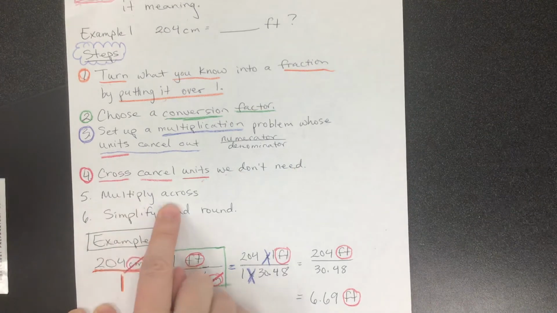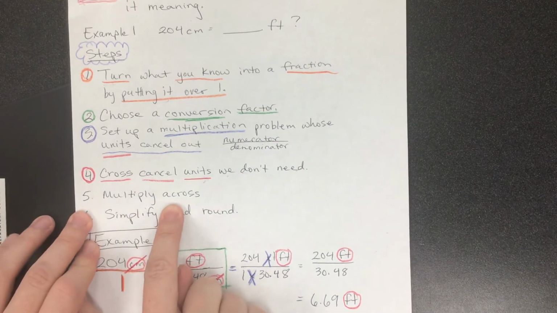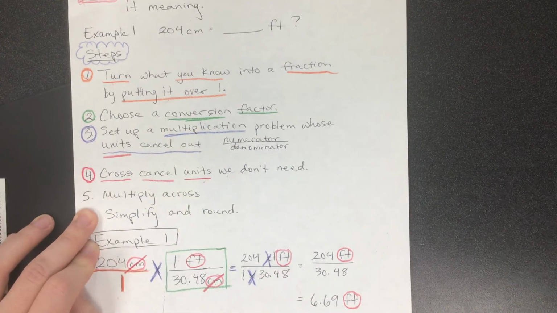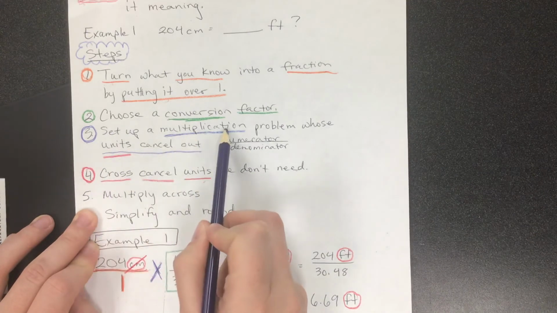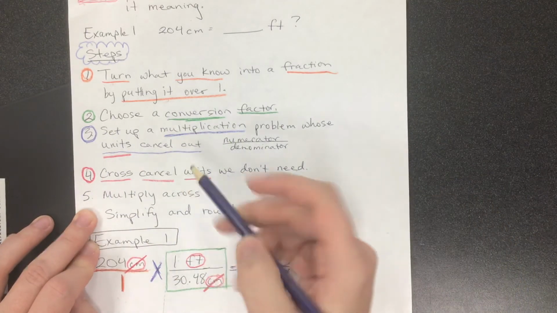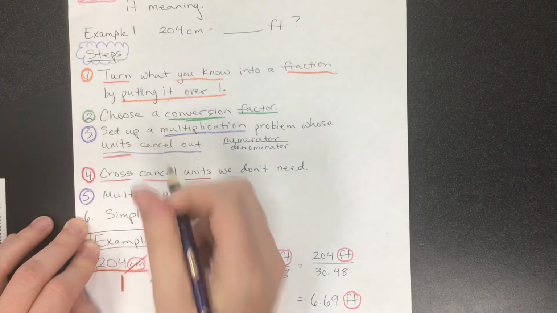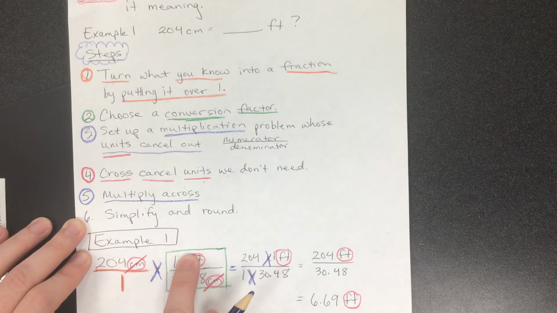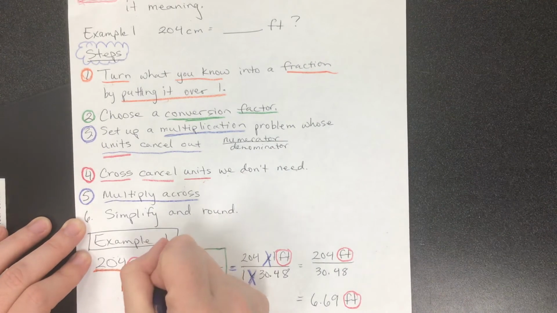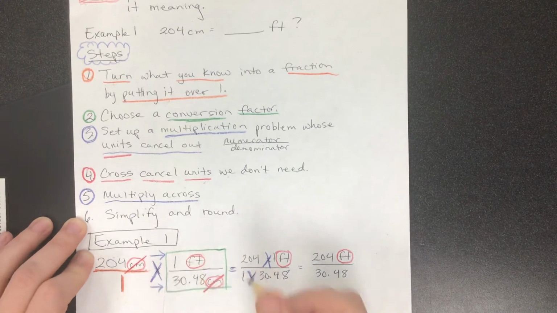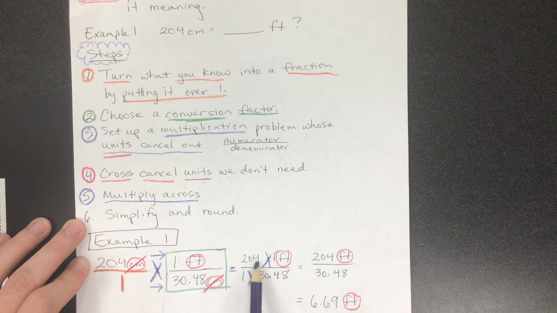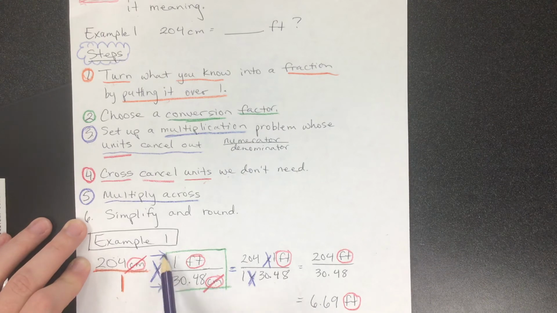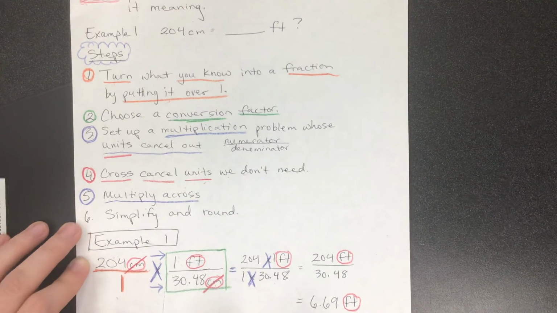Step 5 is to multiply across. I don't need a whole new color because I've already used this color, this bluish purple, as multiplication. So I can use it again because steps 3 and 5 are related. So I'm going to use that same color for multiply across. What does that mean? It means I'm going to multiply numerator by numerator and denominator by denominator. So I'm putting little arrows when I'm saying multiply across. What does that mean? I'm multiplying 204 times 1. That's what you get right here. And 1 times 30.48. And that's what I'm getting right here. So I'm going to put little arrows across all of my big multiplication signs here.